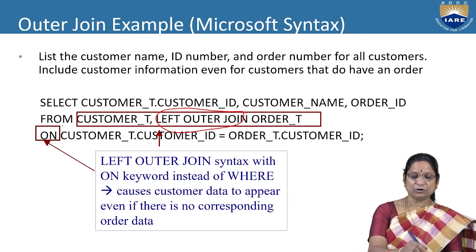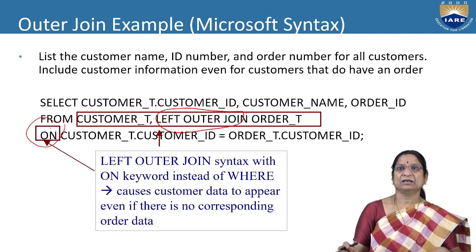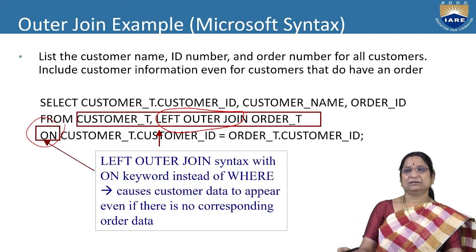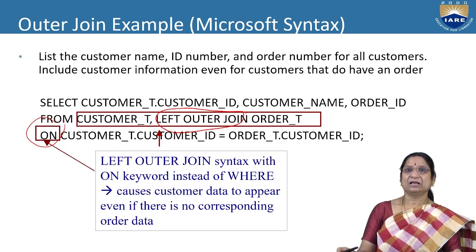And we are using a clause called on. That is, customer table left outer join order table on, and what is the condition it has to satisfy? Customer ID is equal to the order table's customer ID. This left outer join syntax with the on keyword is used in our Microsoft syntax. Instead of using the where clause, previously we have used where, though you can use the where clause also, which we'll discuss shortly. Now, instead of using the where clause, we can use the on clause also.